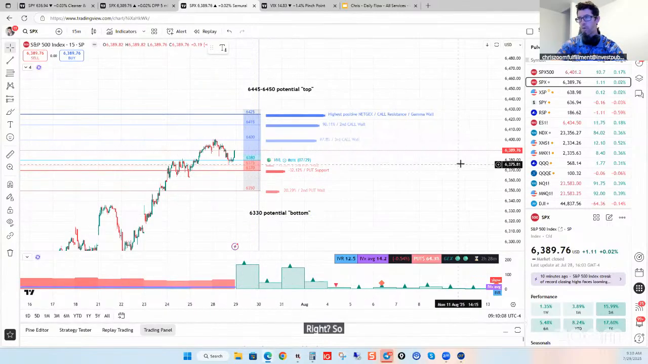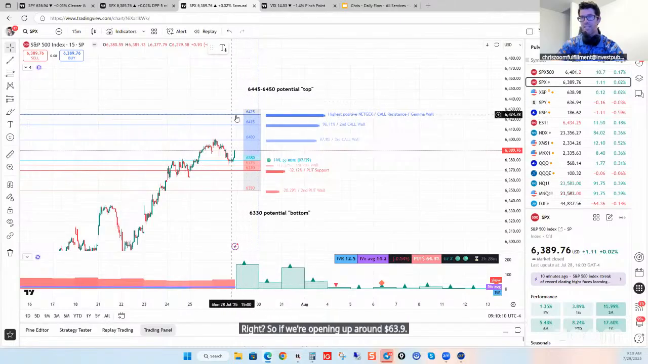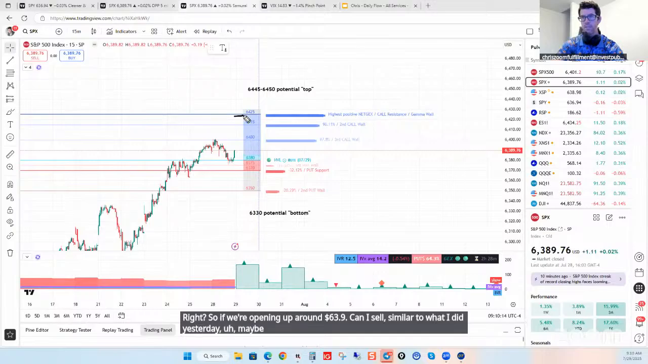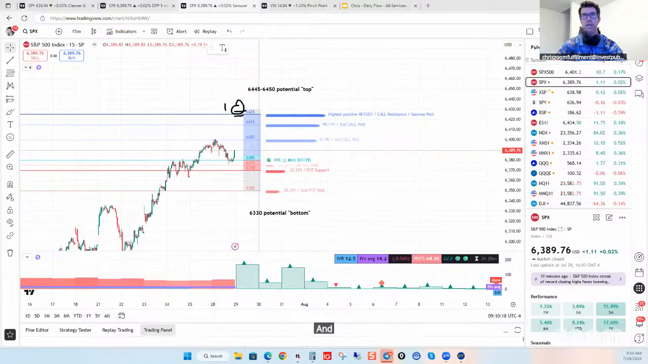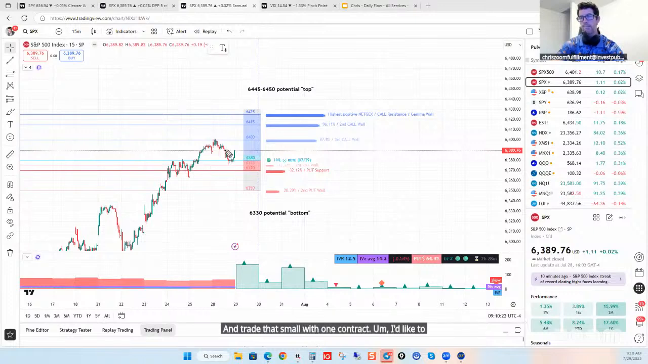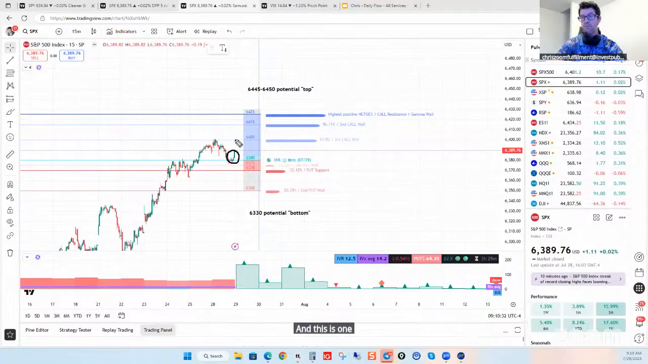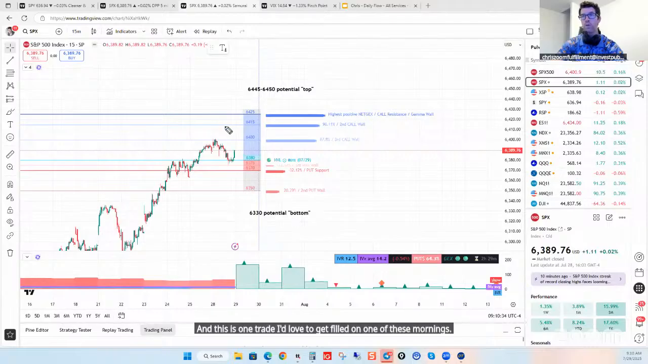So if we're opening up around 63.90, can I sell similar to what I did yesterday? Maybe the 64.20-25 area and trade that small with one contract. I'm trying to think. I'm not going to get enough premium out of the gates. If I sell at the money at like 63.90, this is one trade I'd love to get filled on one of these mornings. We're going to have to see the market pretty much go to my top and bottom.